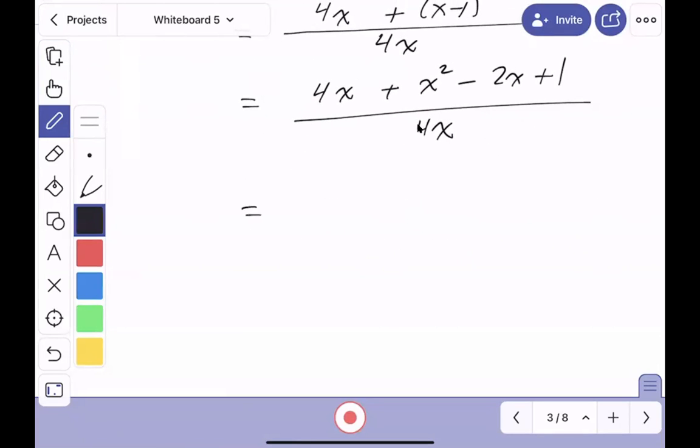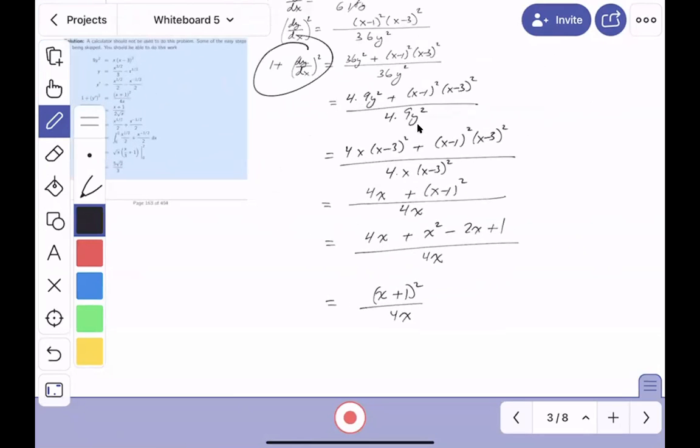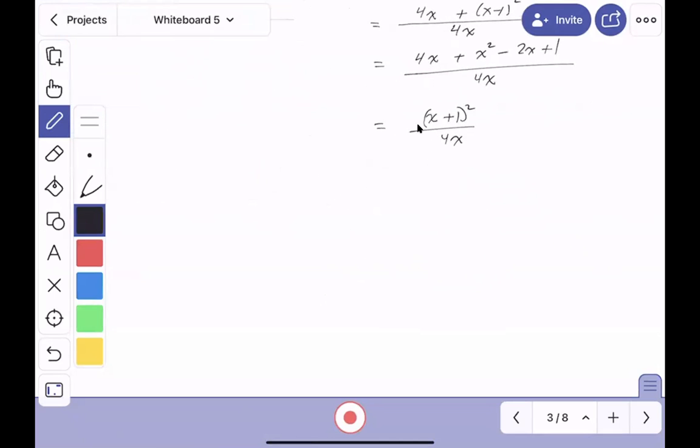Well, the top is going to be x squared plus 2x plus 1, which is a perfect square, right? Which is x plus 1 squared over 4x. Someone said, what did you just do? We just did this. Now what do I have to do? I take the square root of that number. And if I do that, I'll write this over here.